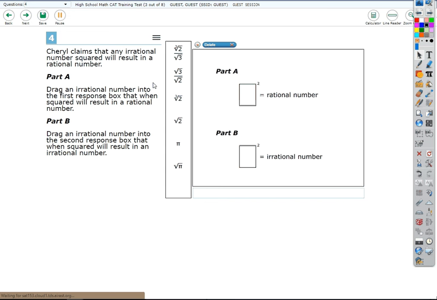So before we go any further, let's do a quick review. What does it mean to be a rational number? So if it's rational, it contains the word ratio. What's ratio? Fancy word for what? Fraction. Yeah. So a rational number is a fractional number, right? It's a number that can be written as a fraction, right?